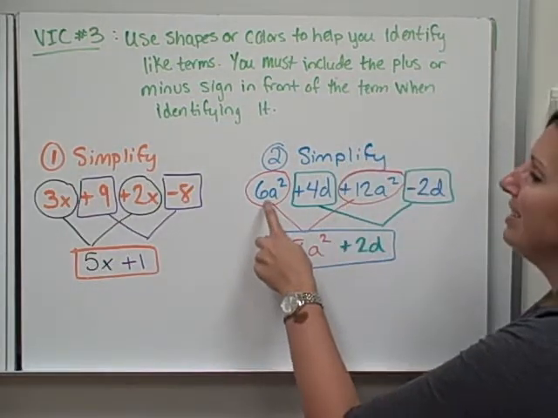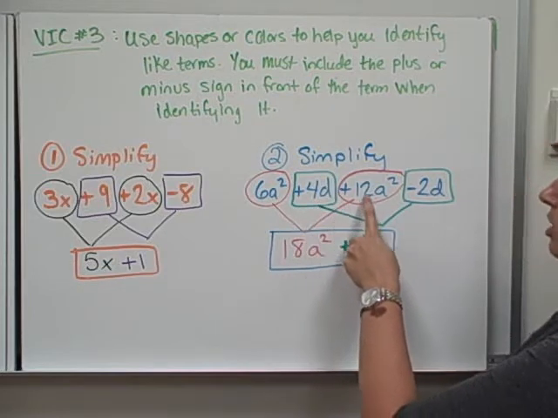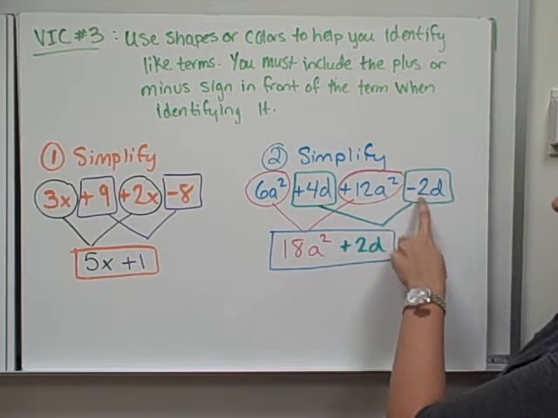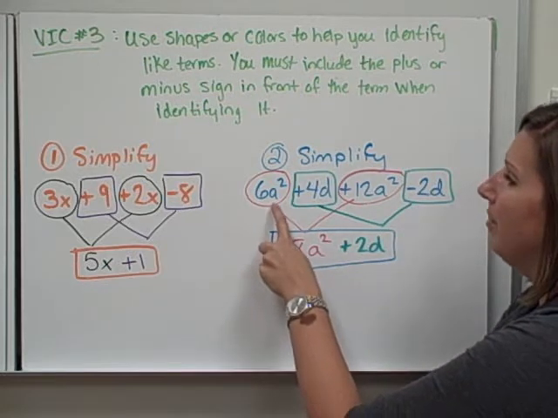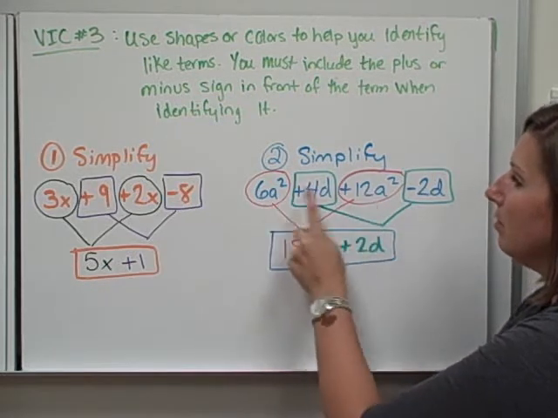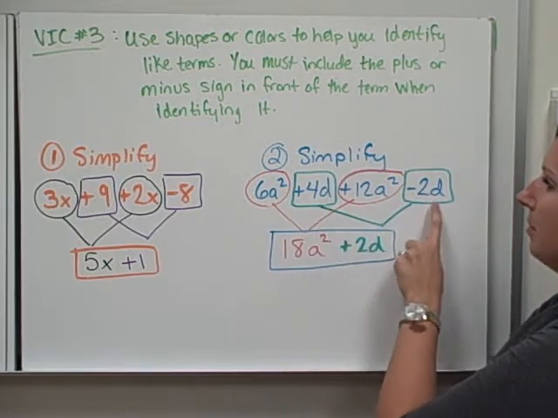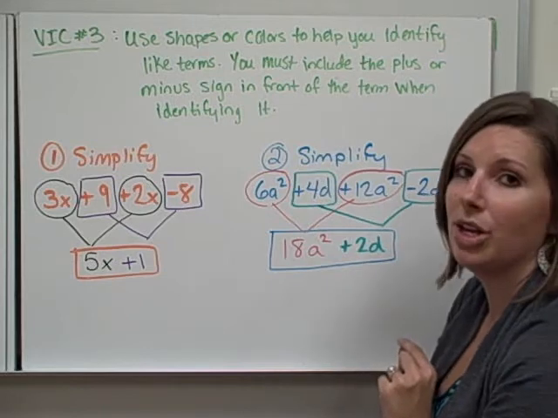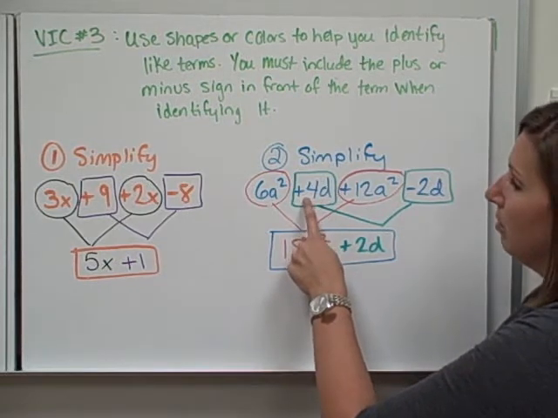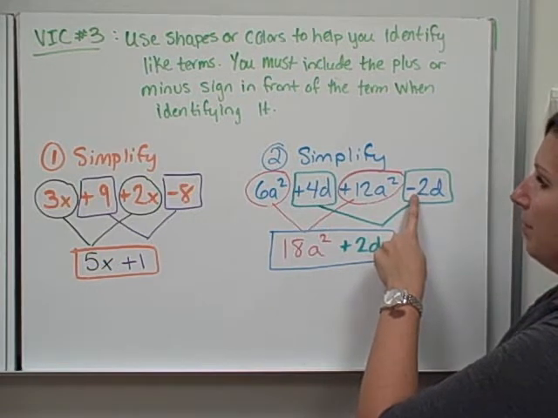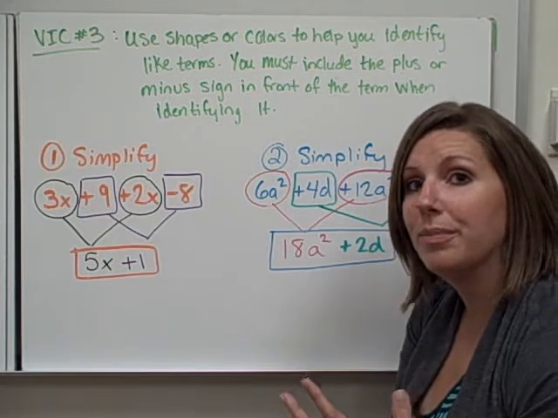Over here, I've got 6a squared plus 4d plus 12a squared minus 2d. My like terms are the terms that have a squared in them, and then my other like terms are the terms that have d's in them. When I identify the like terms, I always include the symbol that comes before the term, as you can see. That just helps me know whether I'm adding or subtracting.